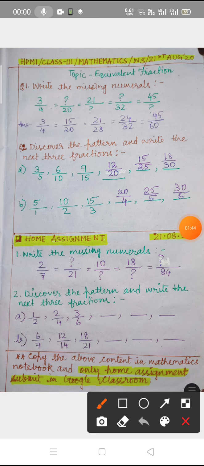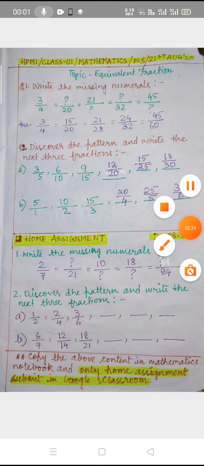Now come to the second fraction. At this time we will ignore the rest of the fractions. Only the given fraction and this particular fraction we will concentrate on. Here the numerators are given but one denominator is missing. So 3 is becoming 21. How is it possible? If we multiply 3 with 7, then we get 21. 3 7s are 21. So we have to multiply 4 by 7 also. 4 7s are 28. We got the second missing numeral also.